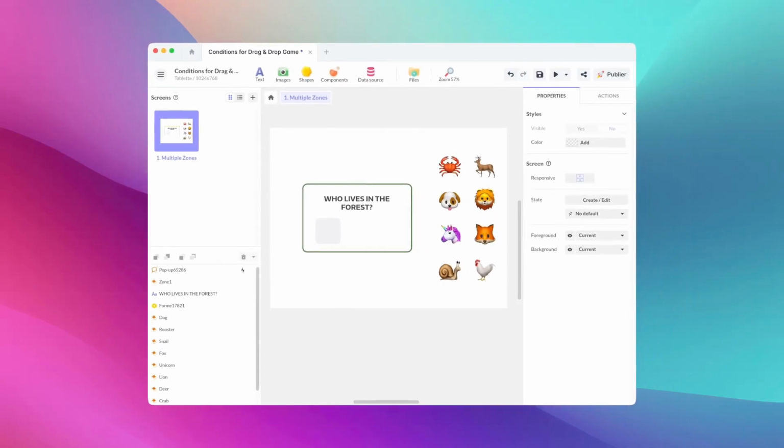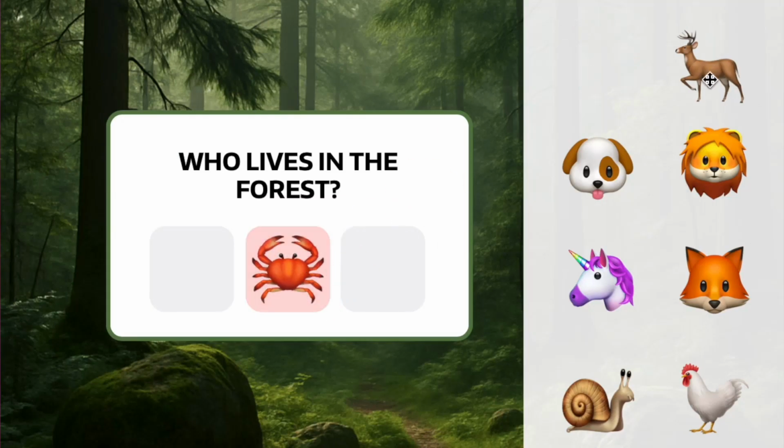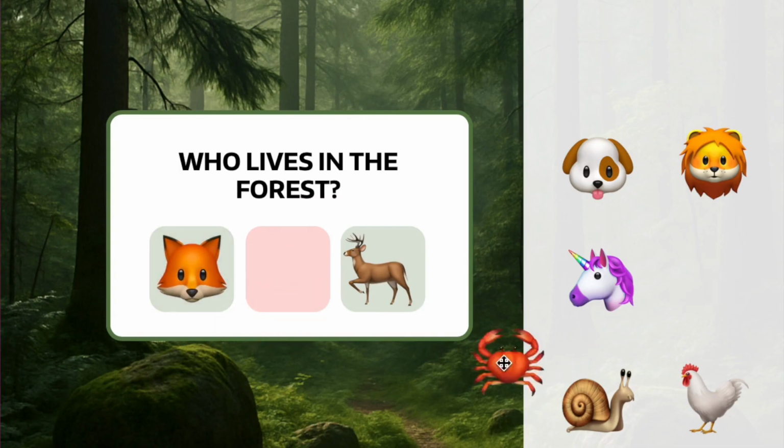In this tutorial, we will learn how to master conditions in a drag-and-drop game using PandaSuite. We are going to create a mini-game in which the user must identify the 3 animals that live in the forest and place them correctly on the 3 designated areas. The animals to be found are the snail, the fox, and the deer.